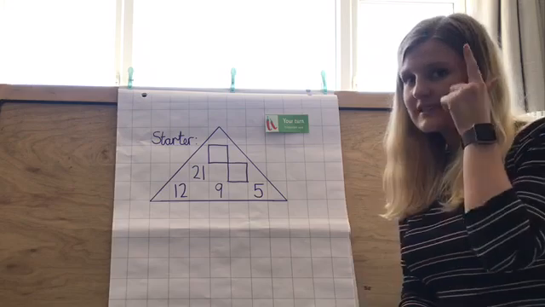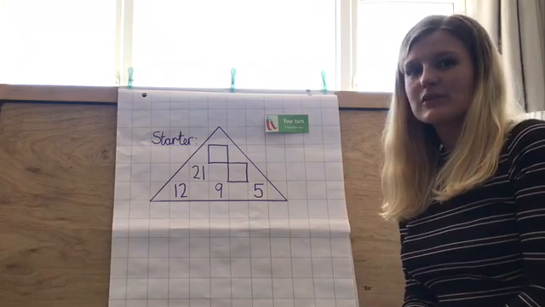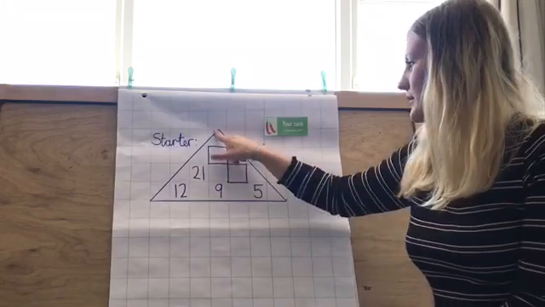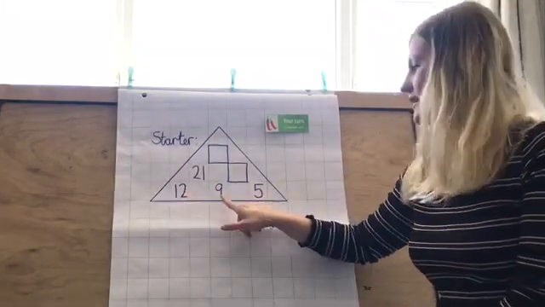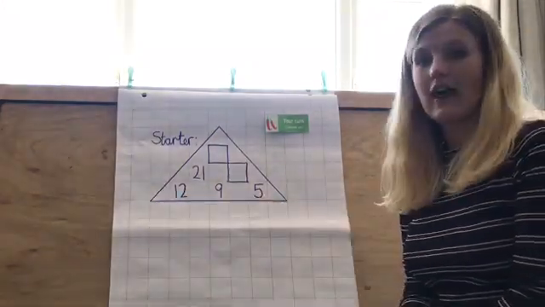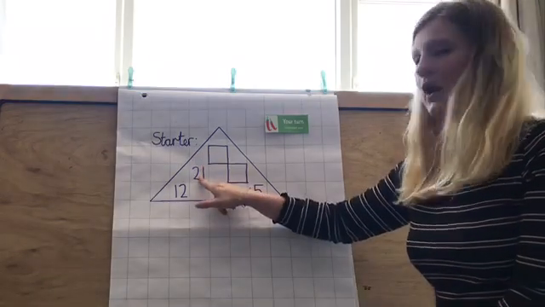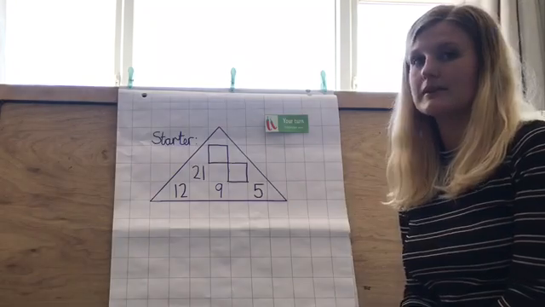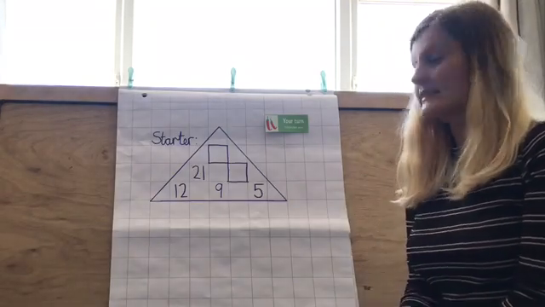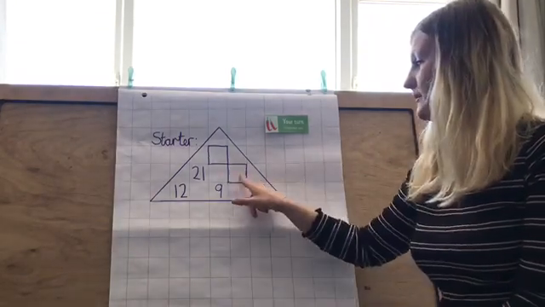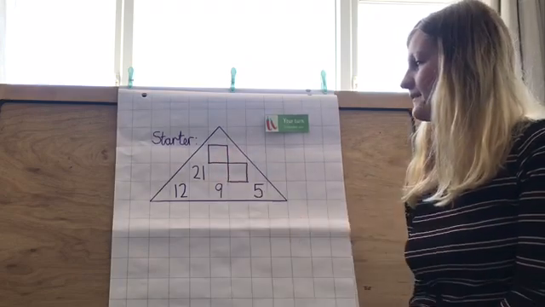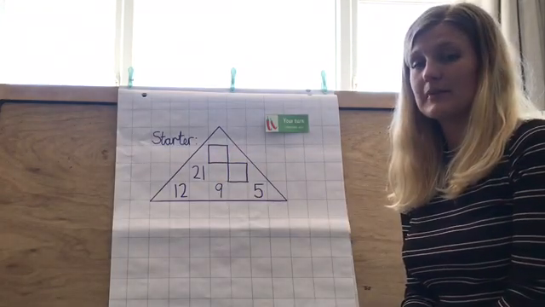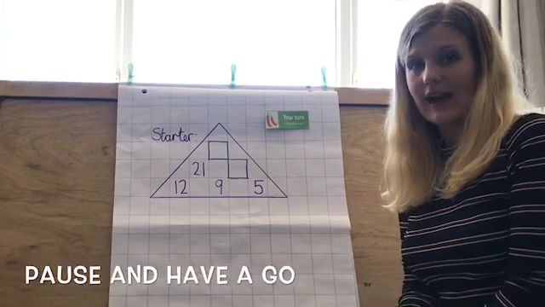Just to get your brains nice and warm, here's a little starter for you. So we've got a number pyramid on the board. You've got 3 numbers on the bottom, 1 number on the next level, and you've got 2 missing numbers. Your challenge is to see if you can see what the missing numbers should be, and also if you can tell me how you got to those missing numbers. Pause the video and have a go for yourself.